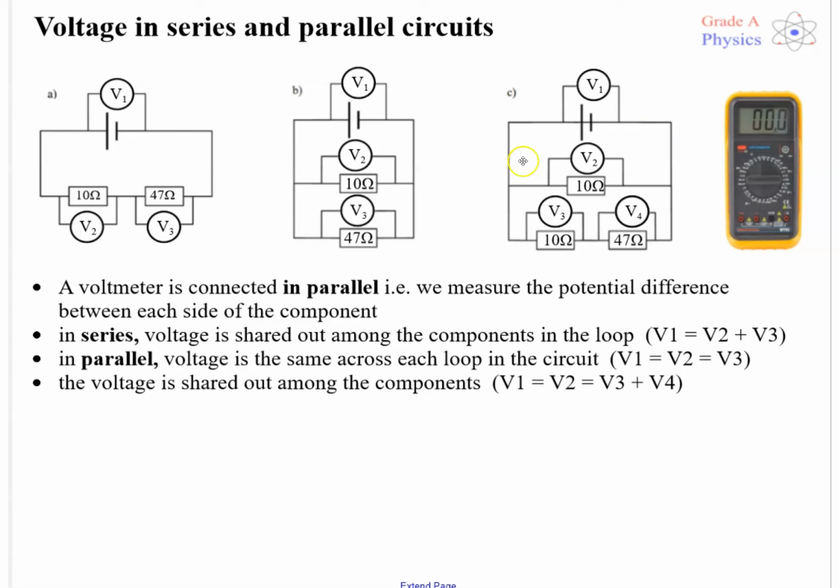But if I have a slightly more complex circuit, where my bottom loop now has 2 resistors, then the total voltage across the bottom loop, V3 plus V4, is equal to V1, which is equal to V2. So you could argue that we have a series section here where the total voltage is shared between the two, and that's connected in a parallel circuit.